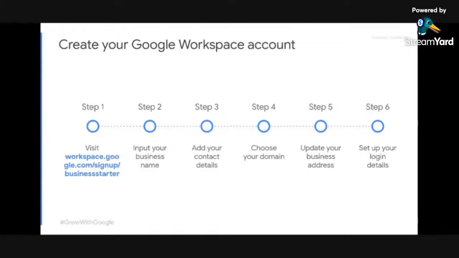Step 2. Enter your core business details. That includes your business name, the number of employees, and your location. Step 3. Add your contact details, your first name, your last name, and your email address. Step 4. Choose your domain, either one you've bought or a suggested domain. Step 5. Update your business address. And last but not least, step 6, choose your username and password.